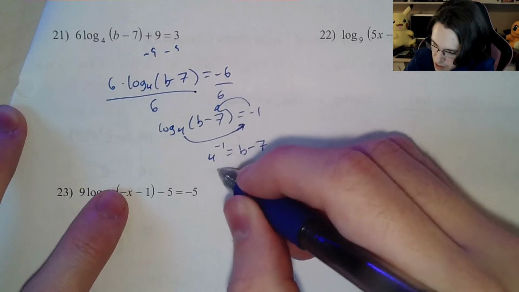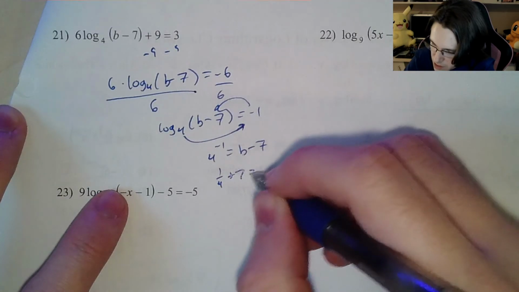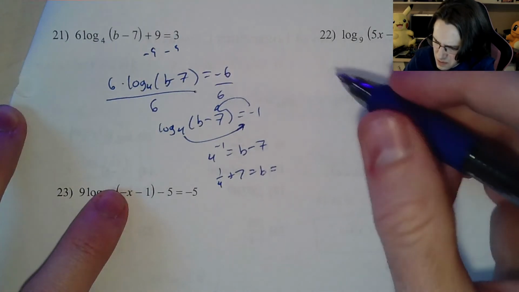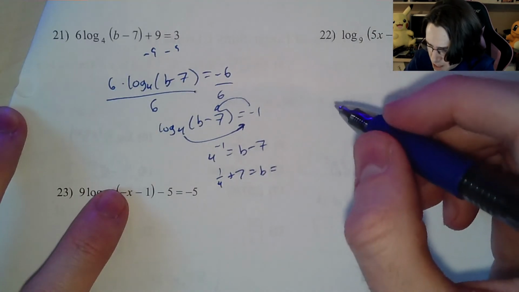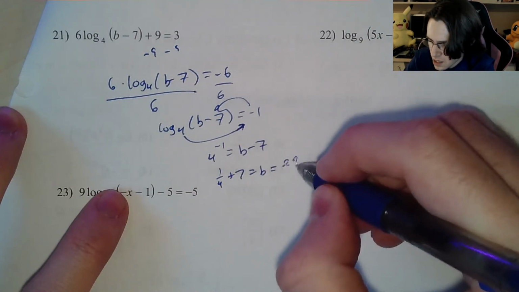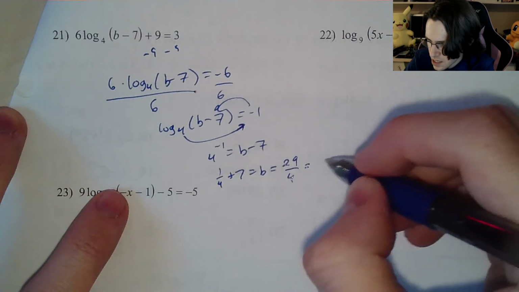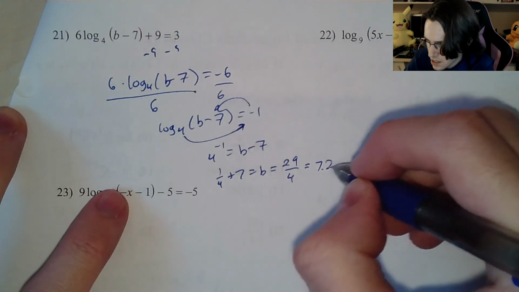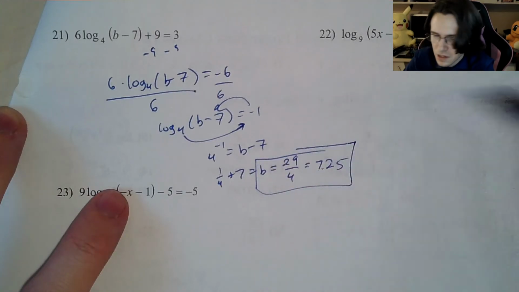4 to the -1 is the inside. Add 7 to both sides, so you got 1/4 plus 7 is equal to b. If you wrote it in fraction format, that will be 29/4, and if you did a decimal format instead, you'll get 7.25. Both of these are acceptable.